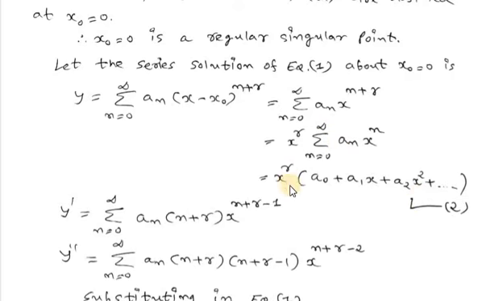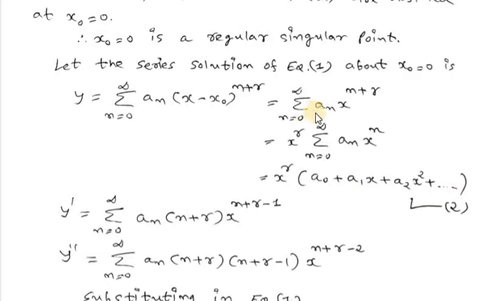x^r will be as it is. For n equals 0, it will become a_0 x^0, and x^0 is 1, so the first term will become a_0. Then after plus, for n equals 1, it will become a_1 x^1, plus, for n equals 2, it will be a_2 x^2, plus, and so on. Now say this is equation number 2.